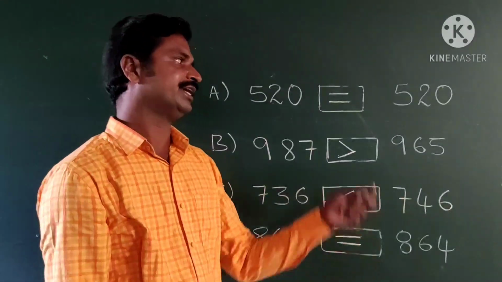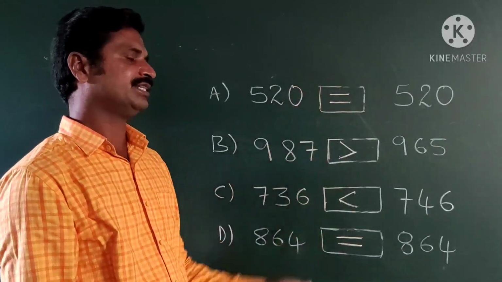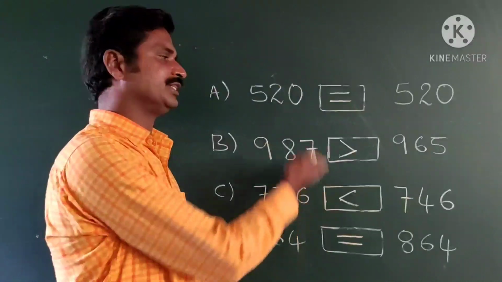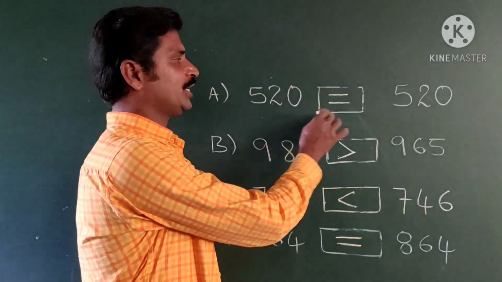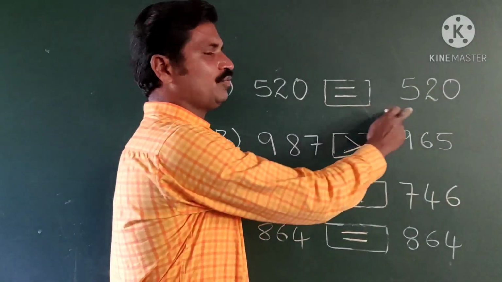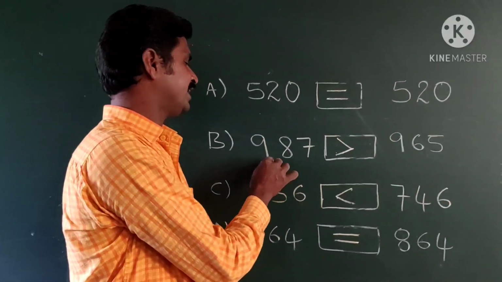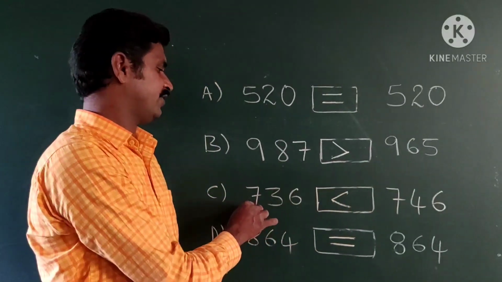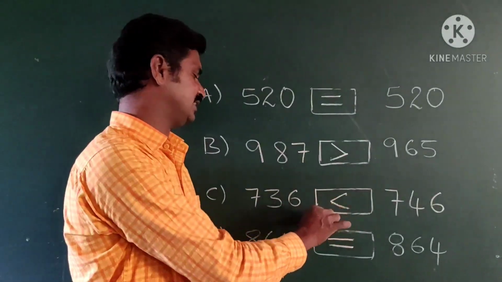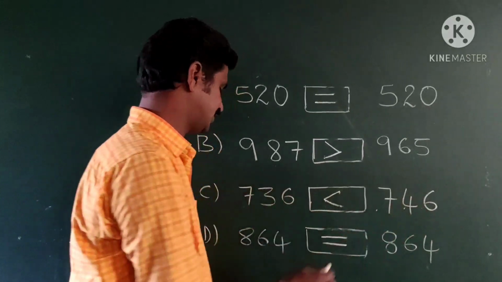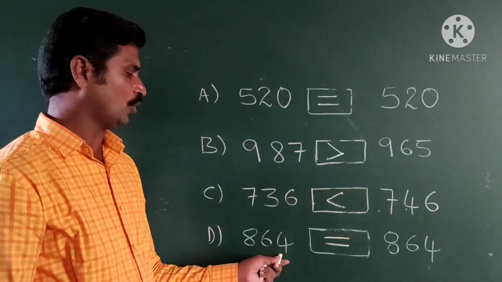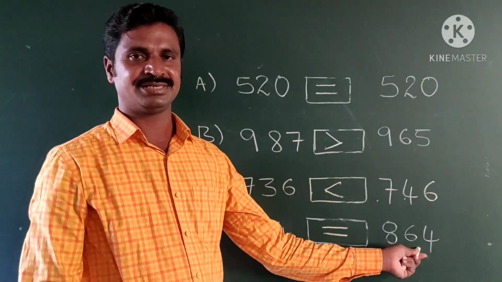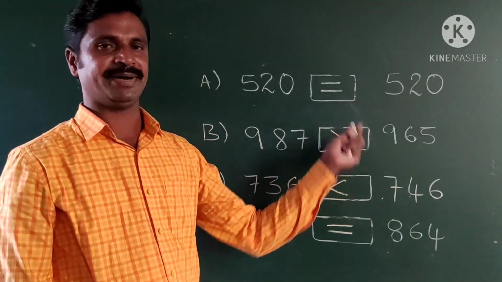Okay, children. Now read these numbers and symbols. Once again, you read these ones. 520 is equal to 520. 987 is greater than 965. 736 is less than 746. 864 is equal to 864. Okay, children? This is about comparison.